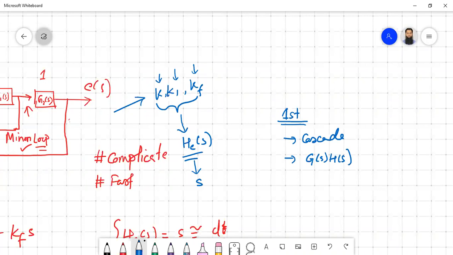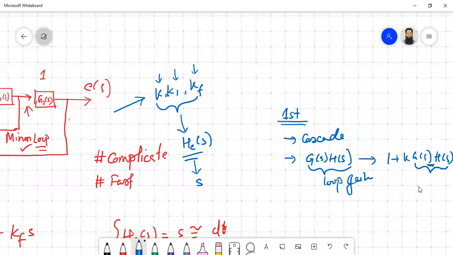Okay, or in more general, if you want to say, then actually you have to find out 1 plus K G of S, H of S. So if you put the K inside the G of S, H of S, then actually we are looking for this parameter. Based on this parameter, or the loop gain, this one is also known as loop gain. Okay, so based on this loop gain, you have to draw the root locus. So similar idea. So what is the difference?